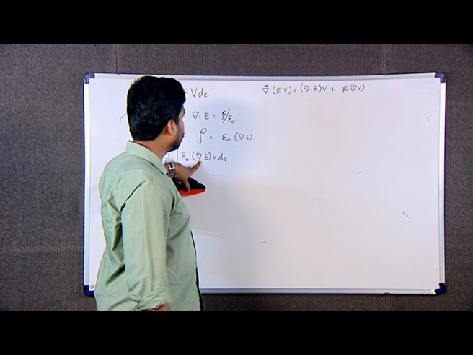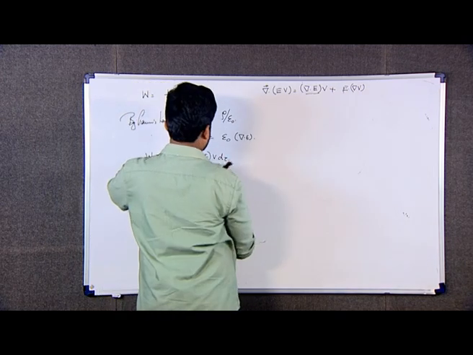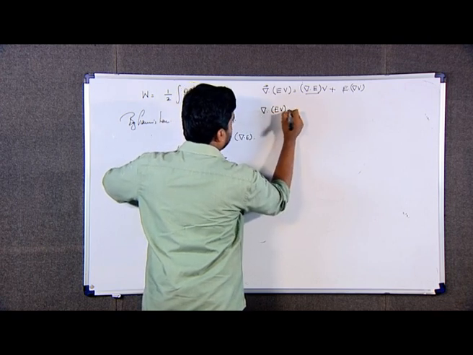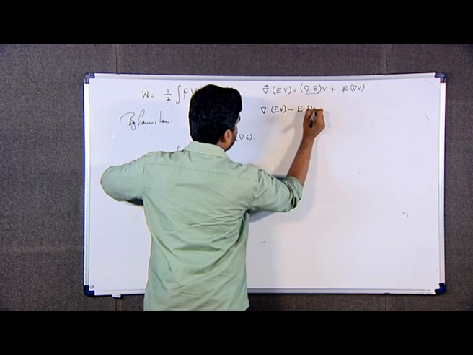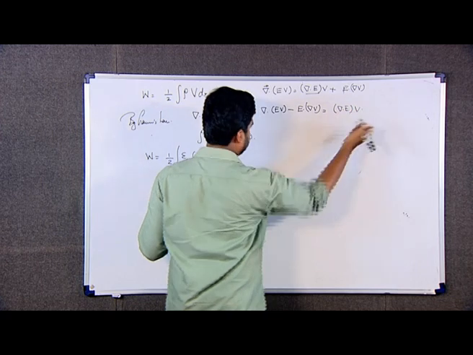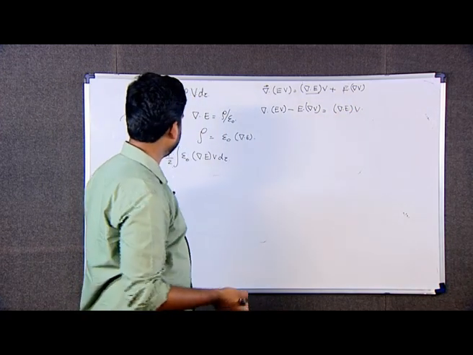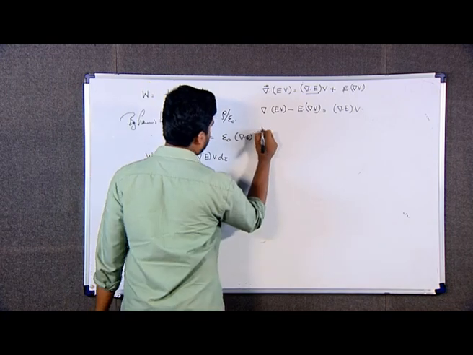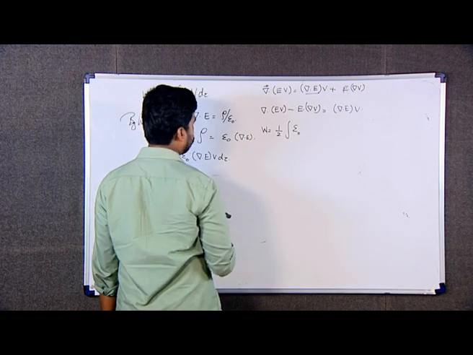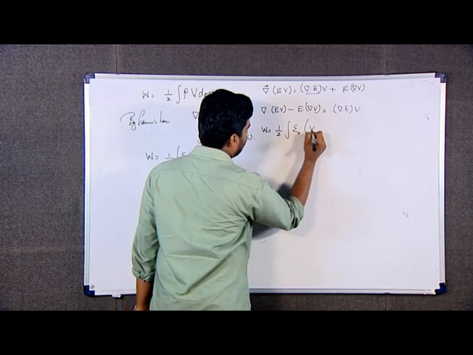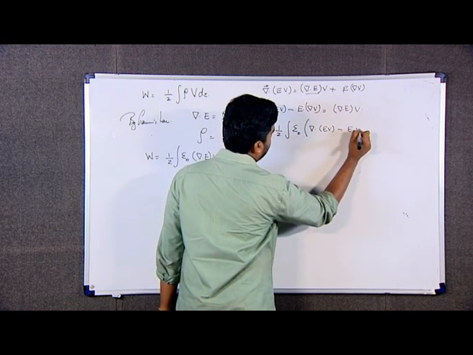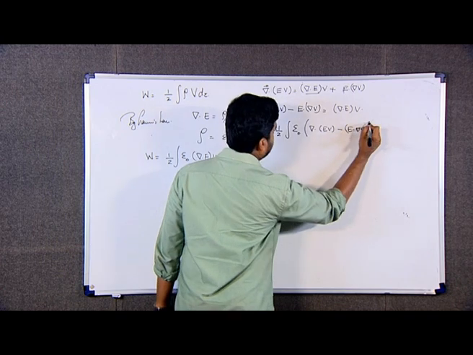So, is there any similar term here? Yes, here is that term. So, I will take this term here: del dot E V minus E dot del V is equal to del dot (E V). So, I can substitute here: W is equal to half into integral epsilon 0 into del dot E V minus E dot del V, into d tau.